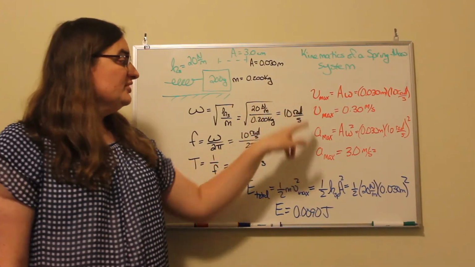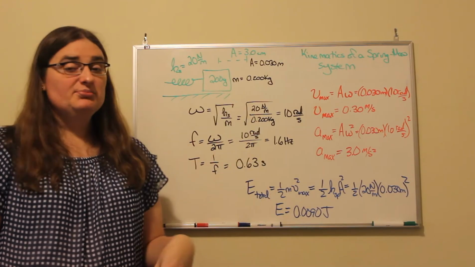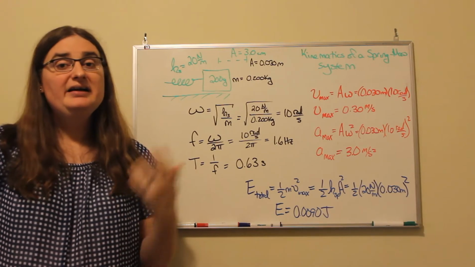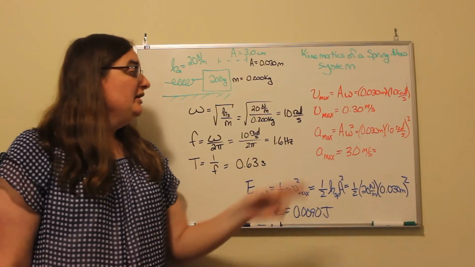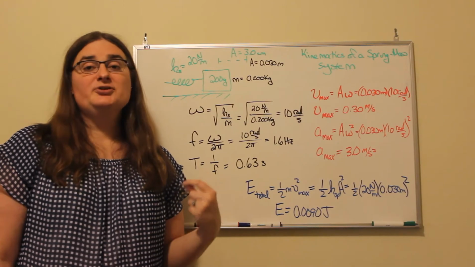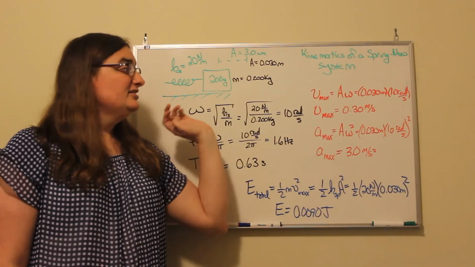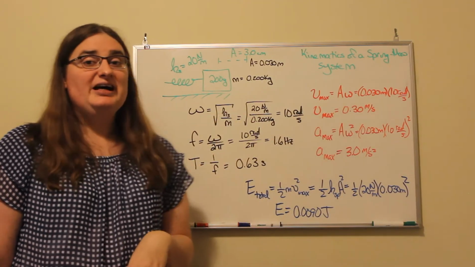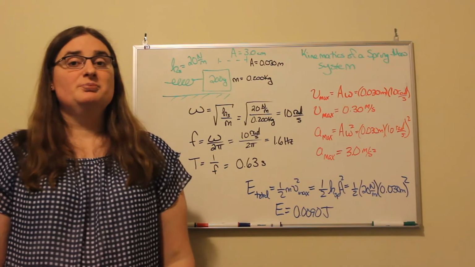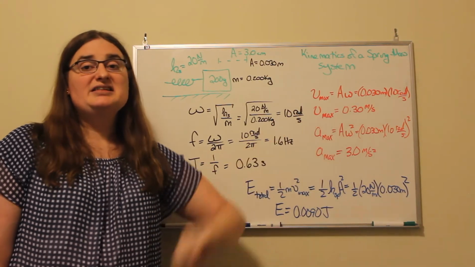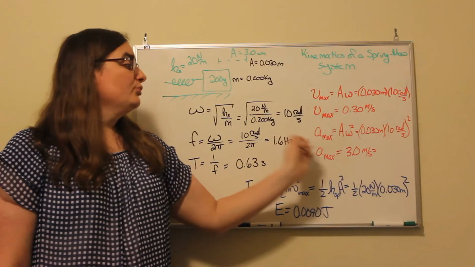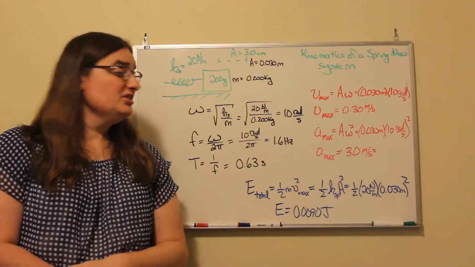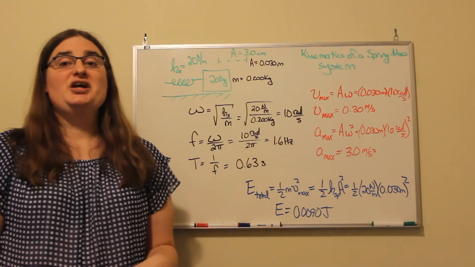Now, in terms of maximum velocity and maximum acceleration, they're related to the natural frequency omega and to the amplitude that we're dealing with. So our maximum velocity is going to be our amplitude times our natural frequency. 10 radians per second times 0.03 meters tells us that we'd have a maximum velocity of 0.30 meters per second. And for acceleration, it's amplitude times omega squared. So we multiply that by another 10 radians per second. We get a maximum acceleration of 3.0 meters per second squared.